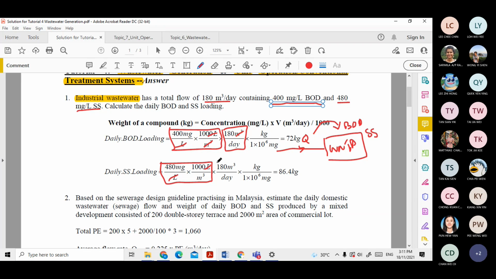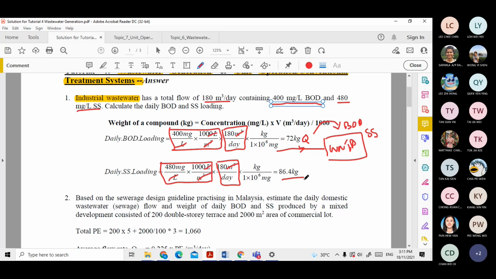Then multiply with this third term, the daily flow. And now this whole thing becomes the suspended solid loading in one day in mg per day. And after unit conversion to kg, this is the answer reported, 86.4 kg.